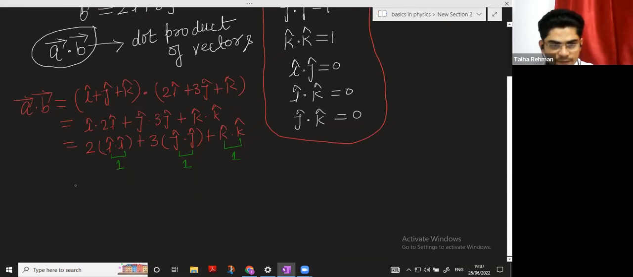So we will get the answer 2 into 1 plus 3 into 1 plus this is 1. So can you please tell me the answer? Any one of the two.